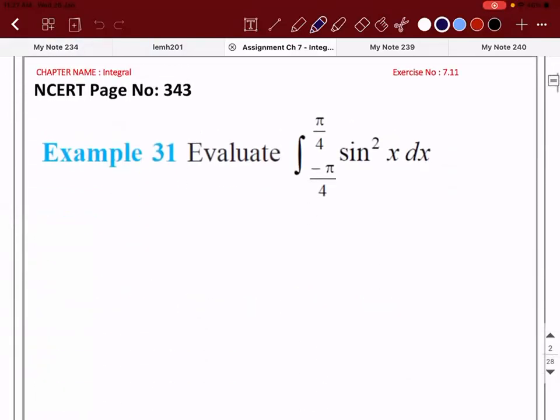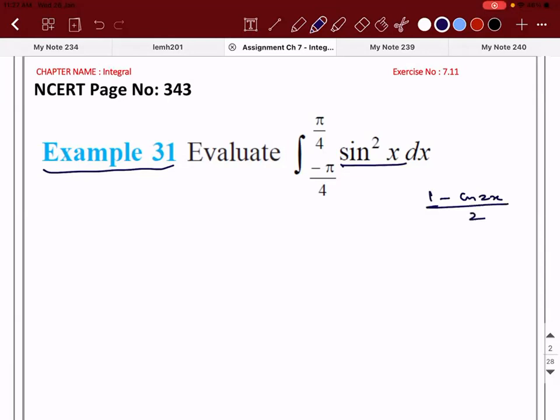So we'll start solving the problems. I'll start with the 31st example. Evaluate the integral from minus pi by 4 to pi by 4 of sine square x dx. If I have to do it by the traditional method, then I need to write sine square x as 1 minus cos 2x divided by 2 and then proceed. Right? Now see how the properties are going to save us.